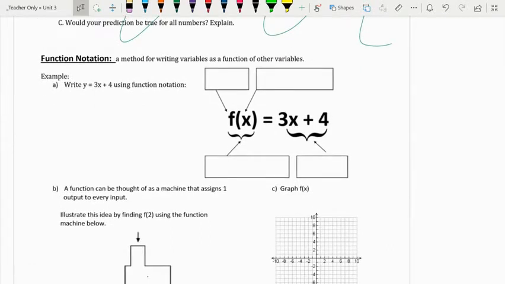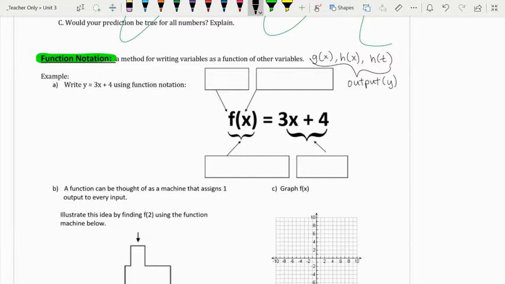So the first thing we're going to talk about is function notation. Function notation basically is just a method for writing variables as a function of other variables. Typically you see this as f of x for function, but it could be something like g of x or h of x or whatever. You could see something like h of t. It doesn't have to be x. It is very often though. Basically, what these are replacing is your output, which is typically your y value. So it's just another way of writing y, essentially.